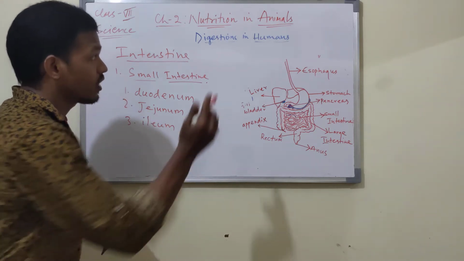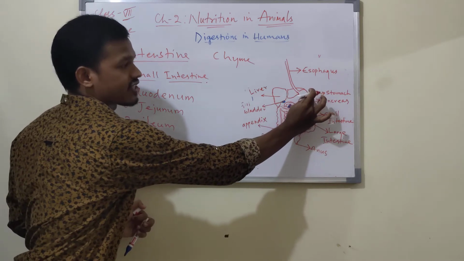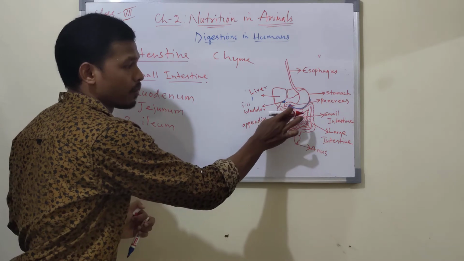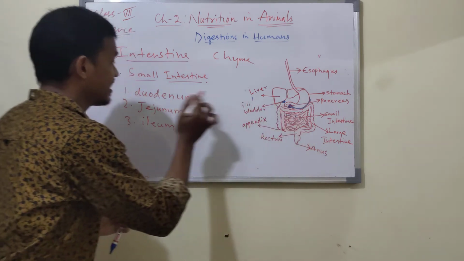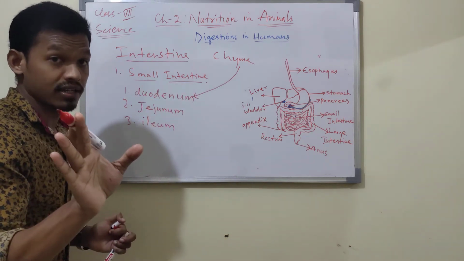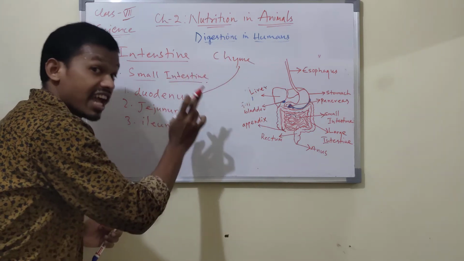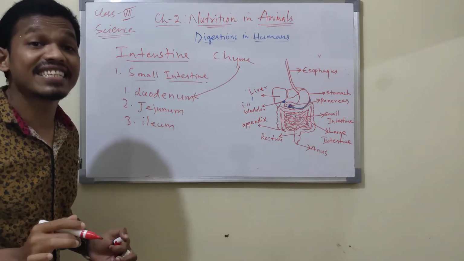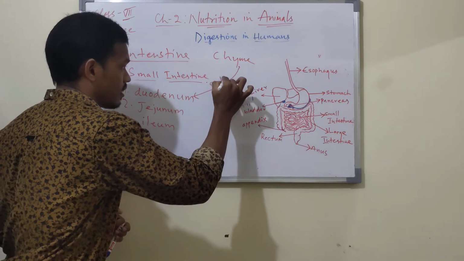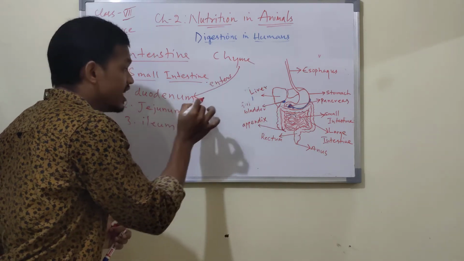So what happened here? When I told you about chyme, after it leaves the stomach, that is a liquid state. After it leaves the stomach, when it enters the small intestine, that is the duodenum part, what happens? When this enters, at that time it will release some intestinal juice. When this chyme enters the small intestine, the duodenum, it will release.